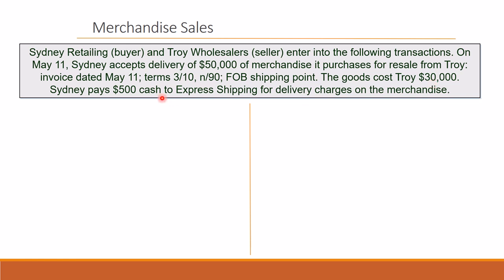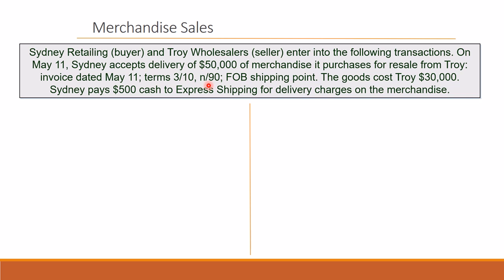For the sale, if you recall, the terms are 3/10, net 90. On the buyer side, which was Sydney, we called that a purchase discount. But on the seller side, which is Troy's side, we call it a sales discount. Very similar to Sydney's side. In this specific case, if the customer, which is Sydney, pays within 10 days, then that 3% discount can be taken. If not, the total amount of $50,000 is due within 90 days. Just the same as the purchase discount on the buyer side, the purpose of a sales discount is to encourage early payment.